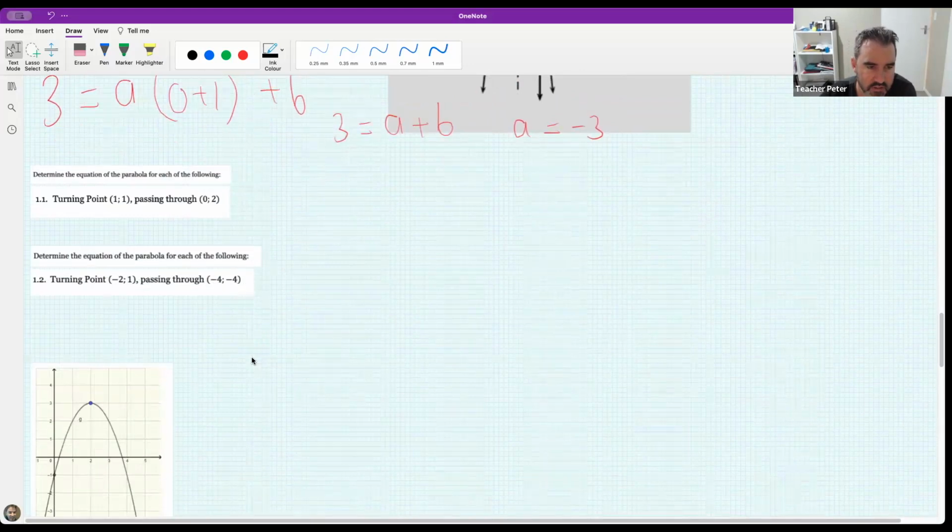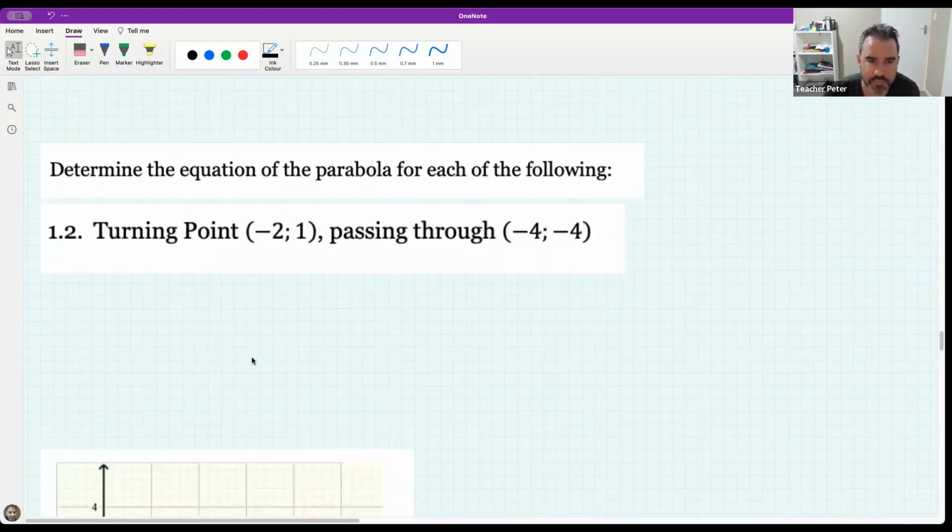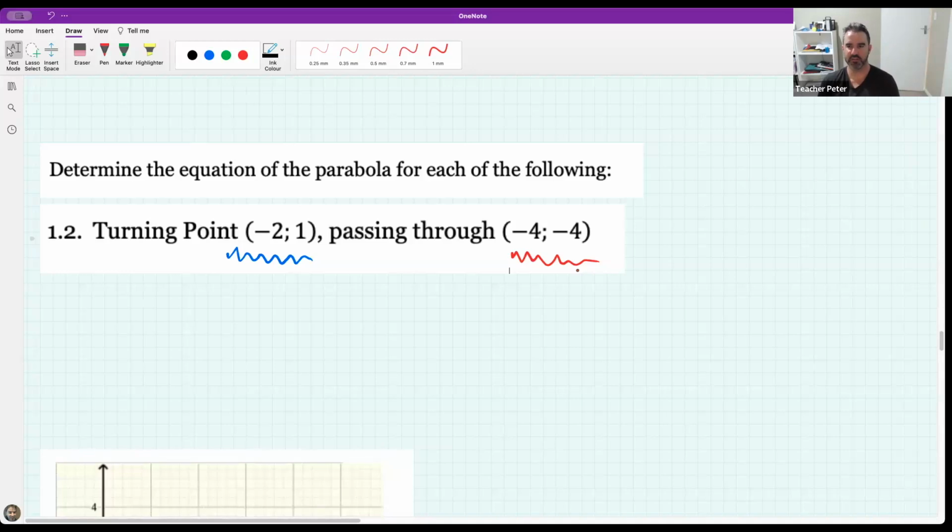Okay, let us do this one. Determine the equation of the parabola that has a turning point of this, and it goes through the point (-4, -4). I want you to try and do this one for me all by yourself. Let's do it.